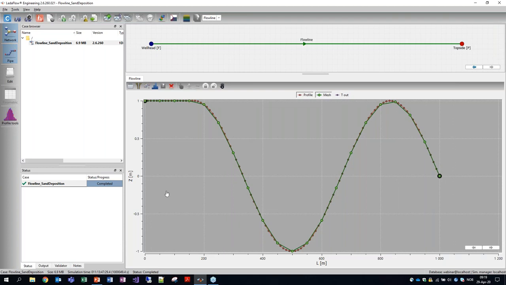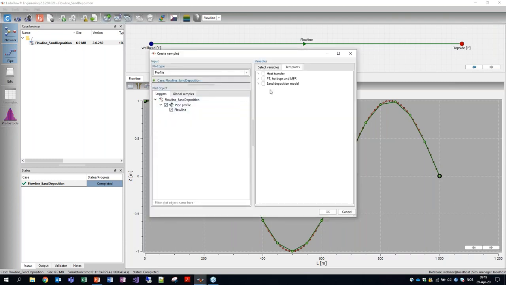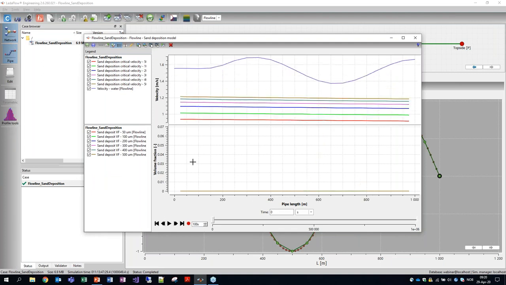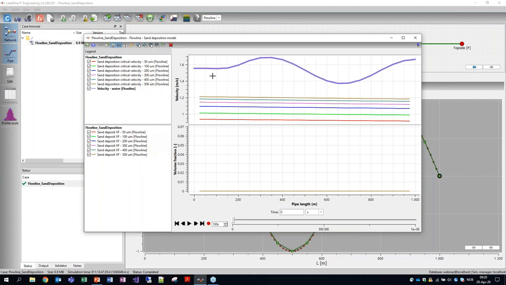This sand deposition process is typically quite slow, so I've already pre-run this case for 1 million seconds so that we reach steady state. Then it's possible to look at results. We have a plot template for this, which is called sand deposition model. If we plot this result, we can have a look at dynamic results. At the start of the simulation, we can see that the water velocity in the pipeline is above the critical velocity predicted by the sand model. So the water velocity is sufficient to keep all the sand mobile.